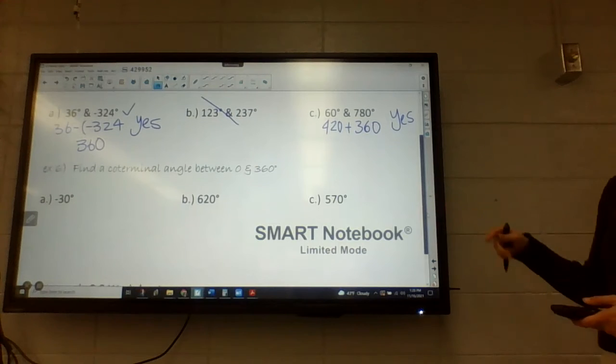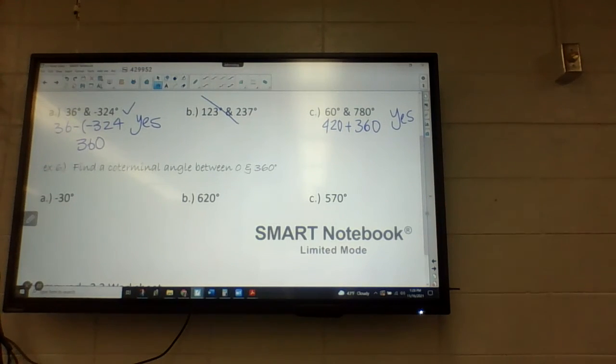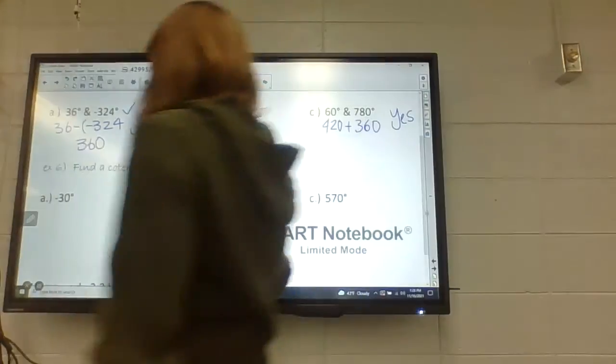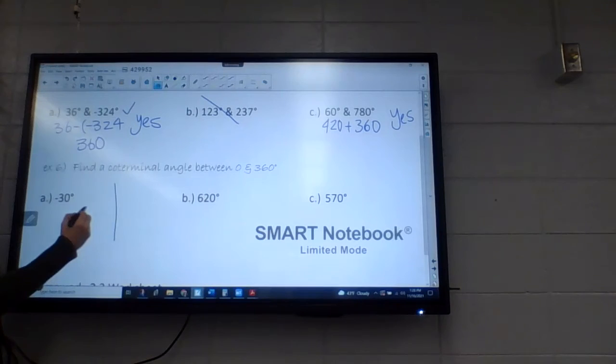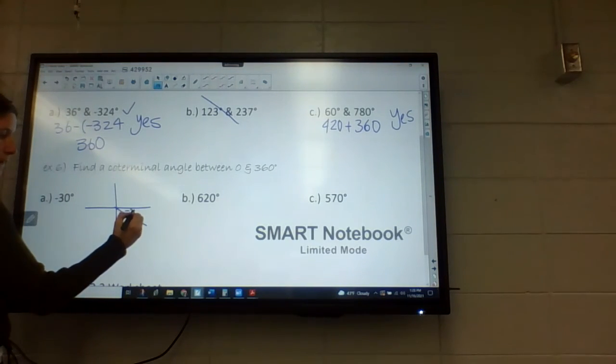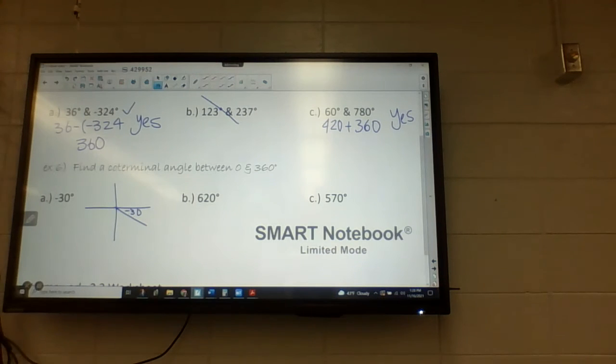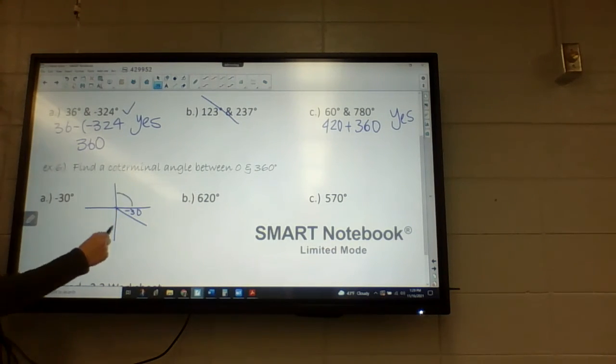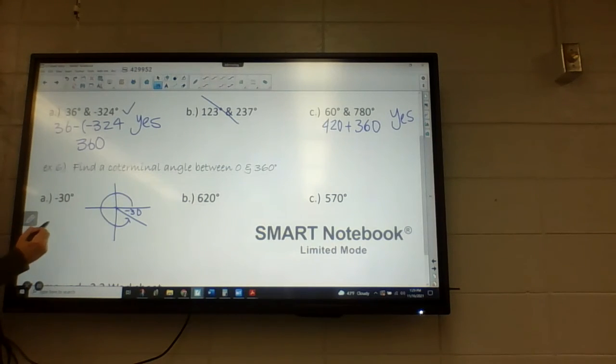All right, and then the last one here, they just want you to find the other angle that would be a coterminal angle, but between 0 and 360. So negative 30 is here. Basically, what's another way I can call this same angle? 330. We kind of talked about this one a little bit already.